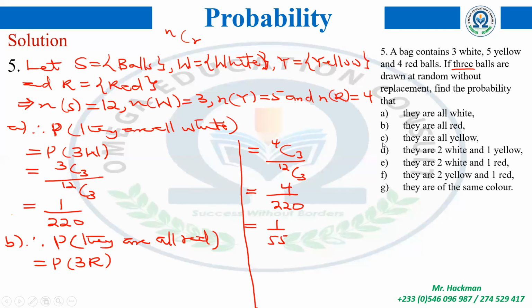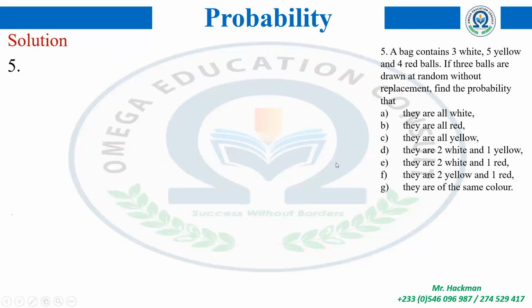Okay, so we skipped the C. We are moving on to the C, the presentation we have skipped, because I've explained, so you should be able to do that. So now let's look at D. We are going to do D together.